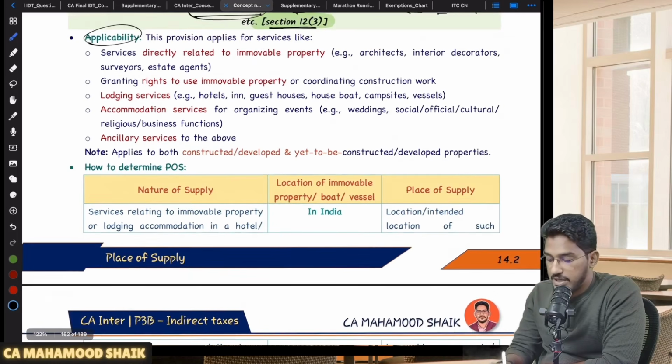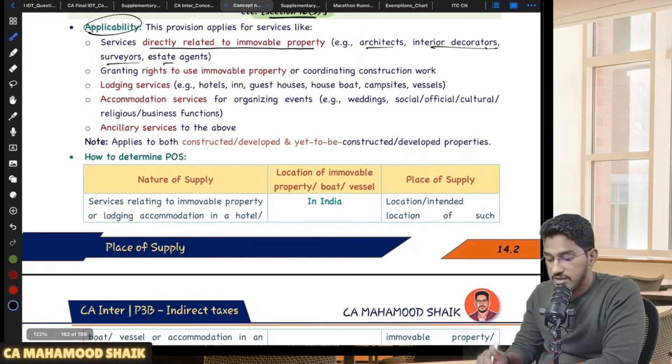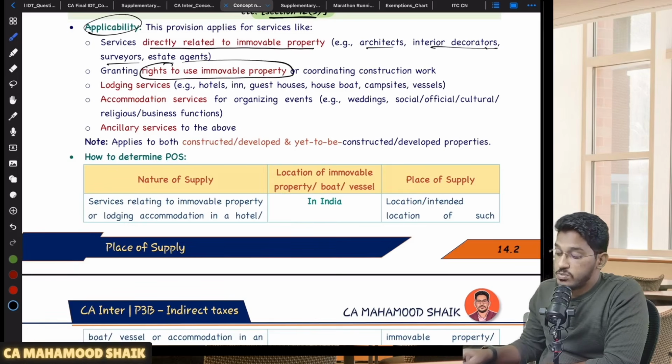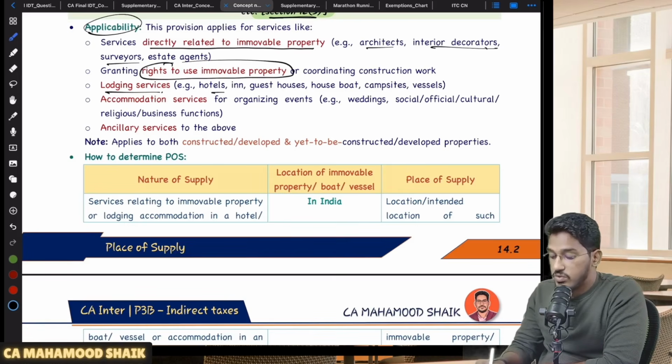If you see here, applicability: it applies to all the services directly related to immovable property, like architects, interior decorators, surveyors, real estate agents, etc. And it also includes granting rights to use immovable property. When I say granting rights to use immovable property, renting and leasing of immovable property also will get covered here. And it includes lodging services, hotels, inn, guest house, houseboats, campsites, vessels. It also includes accommodation services for organizing events.